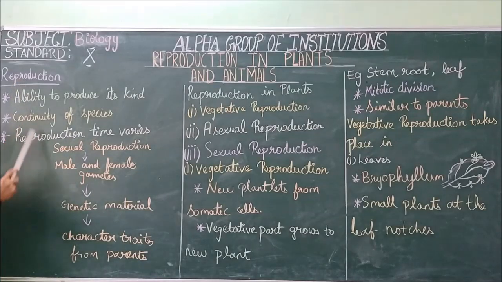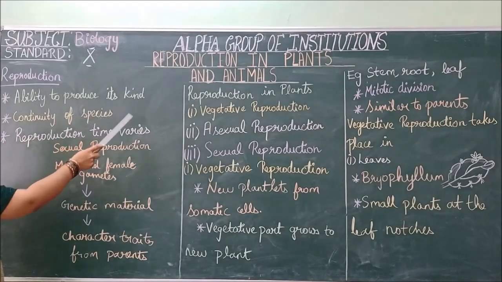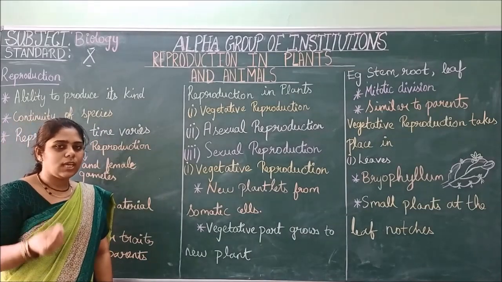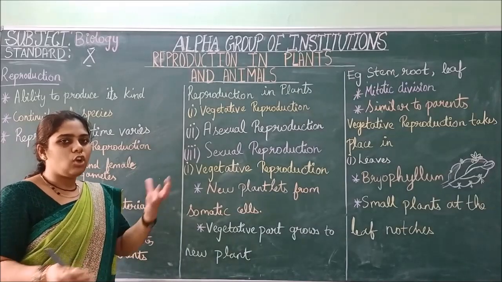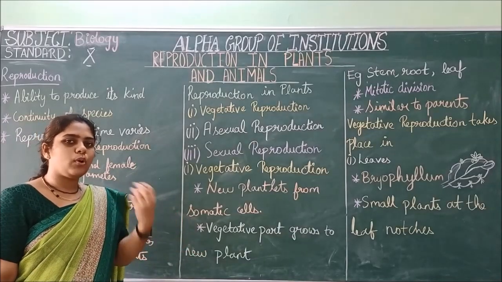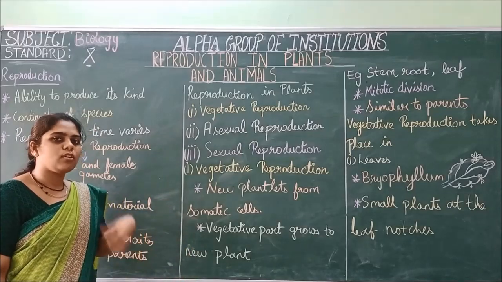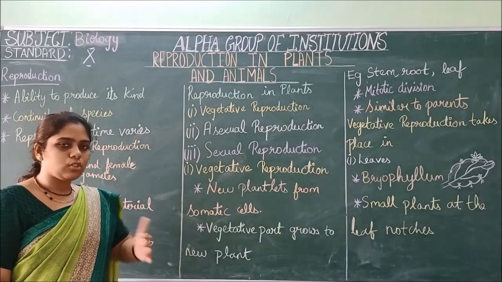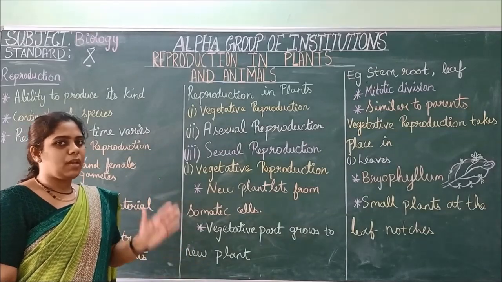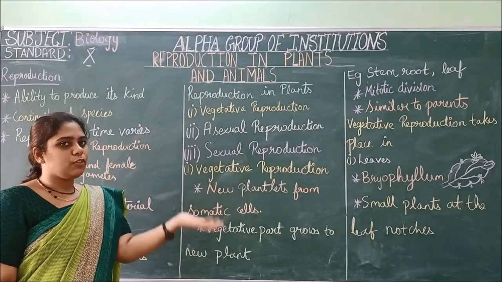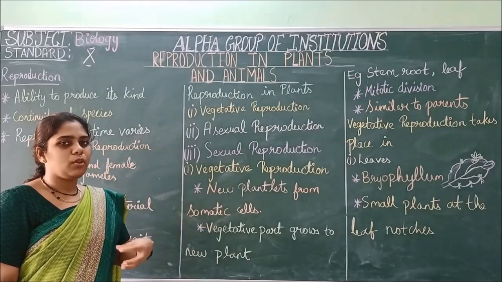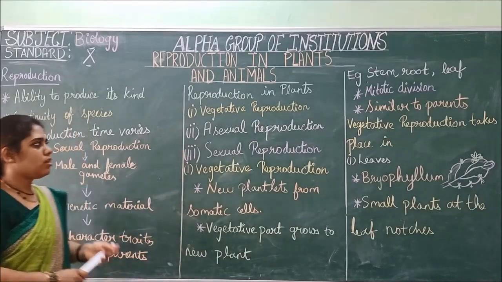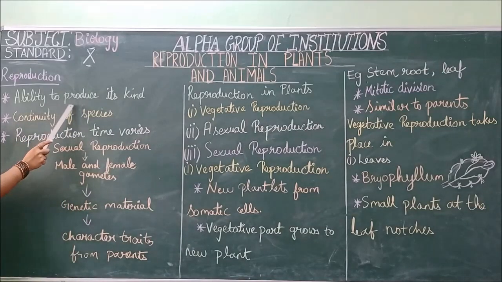Reproduction means the ability to produce its kind. All living organisms have the ability to reproduce their kind. A dog can produce another dog. A human can produce another human. So all organisms have the ability to produce their own kind. Likewise in plants it is the same. If you take a seed from an apple tree, you can produce a new apple tree. So it can produce its kind. That is what is said here: the ability to produce its kind.